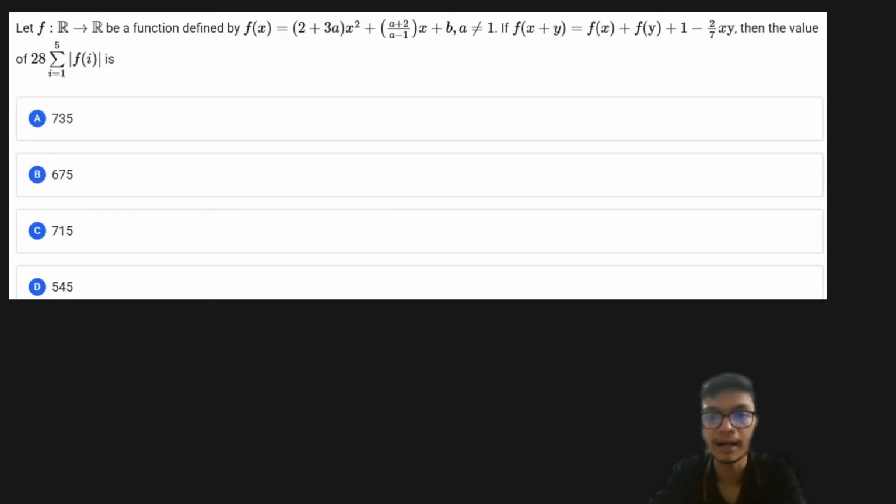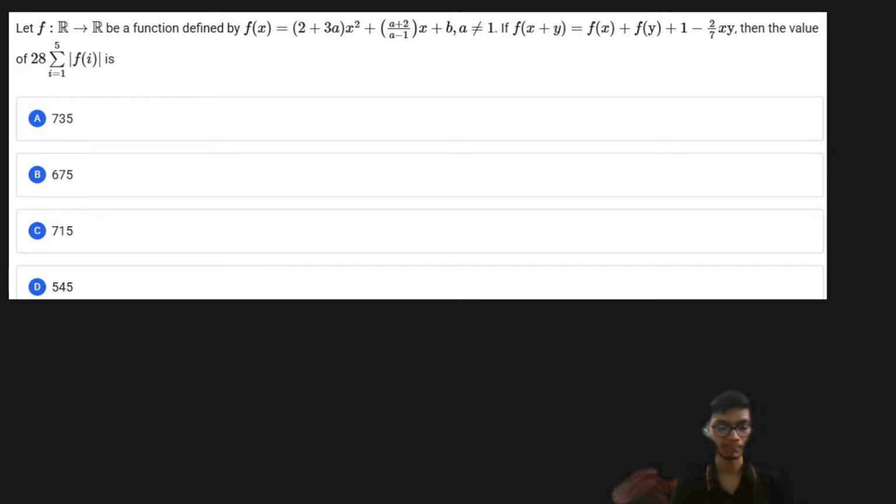So the next problem is again an interesting problem which is defined by the following function. There is a functional equation also given with the particular function definition. From that functional equation, you have to find the value of the summation of the modulus of f of i, from i equal to 1 to 5, and that is what you have to do in this particular problem. So let us see how we try to solve this particular problem.